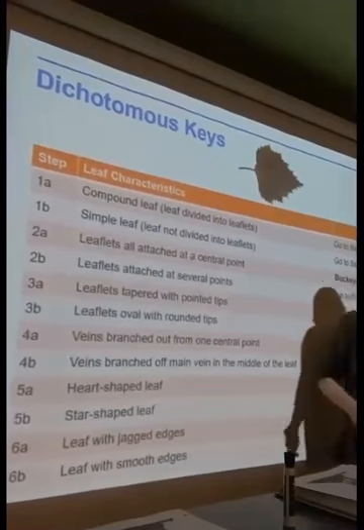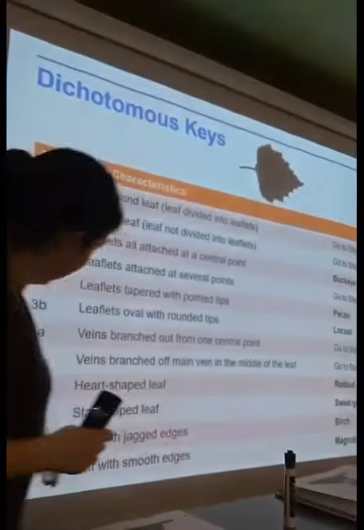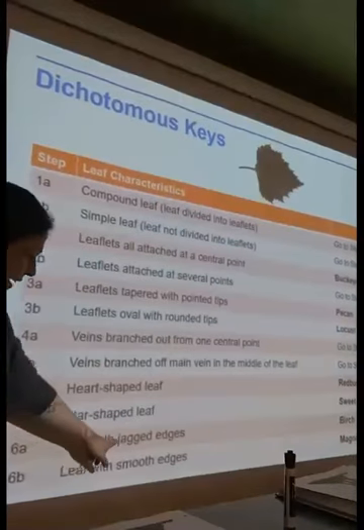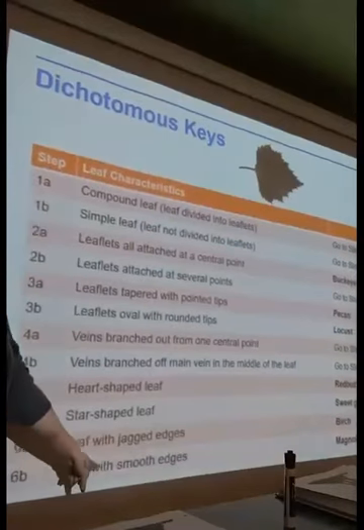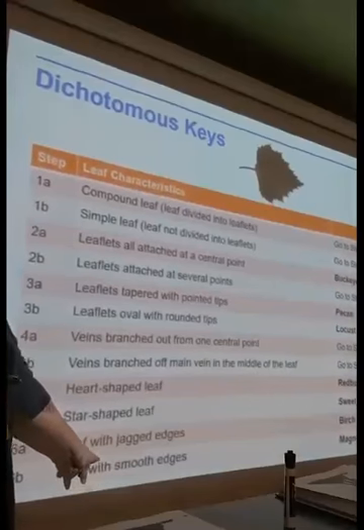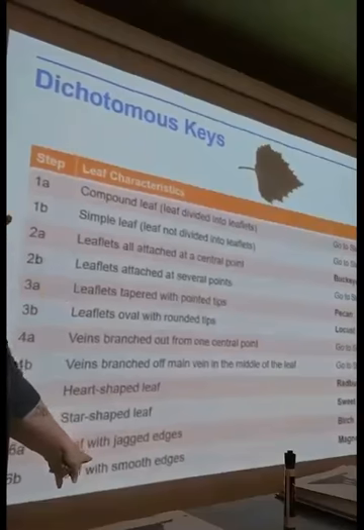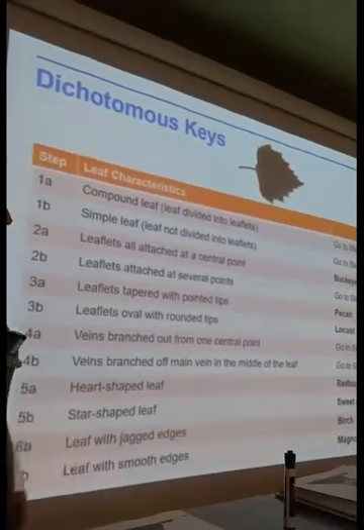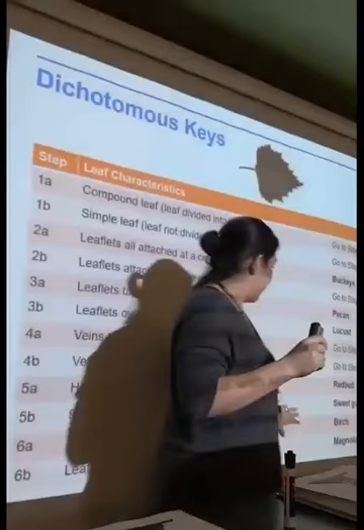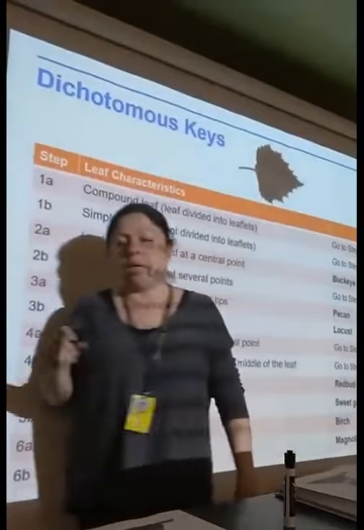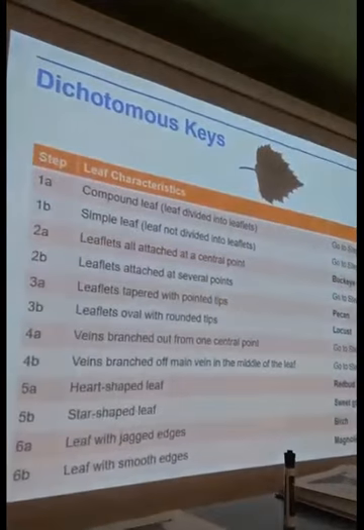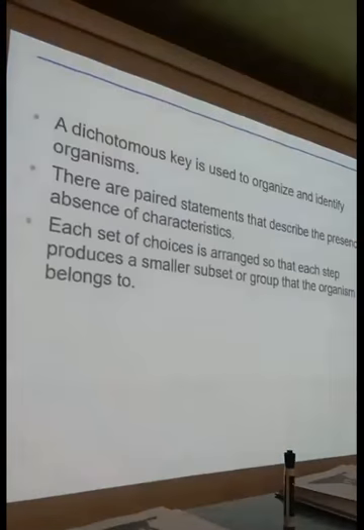Step 6. All right. Now, does a leaf have jagged edges or smooth edges? It looks jaggedy. Look. Jagged means toothy looking, right? So what kind of tree does this leaf come from? A birch tree. Yes. And what this is doing is just describing the dichotomous key. Any dichotomous key.